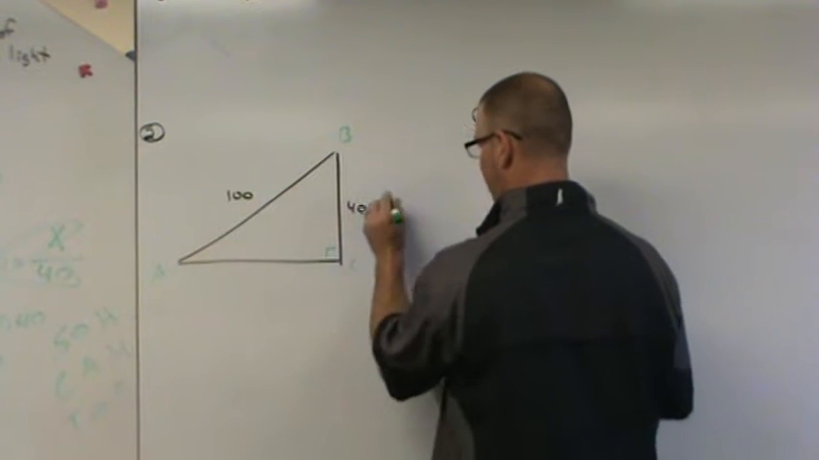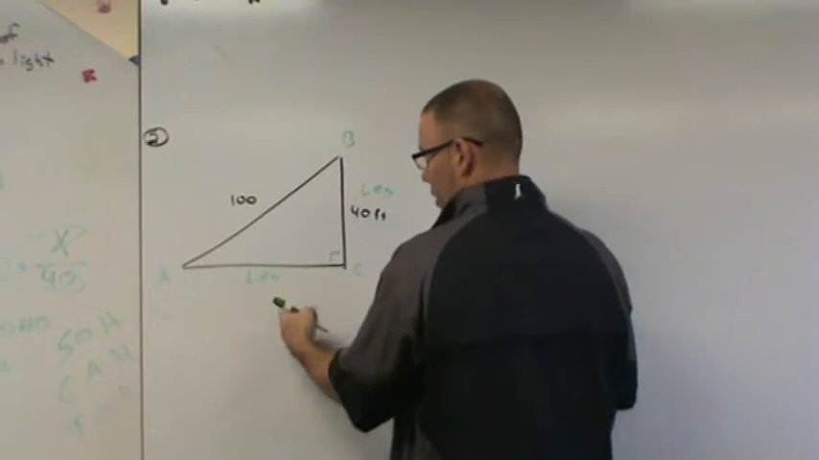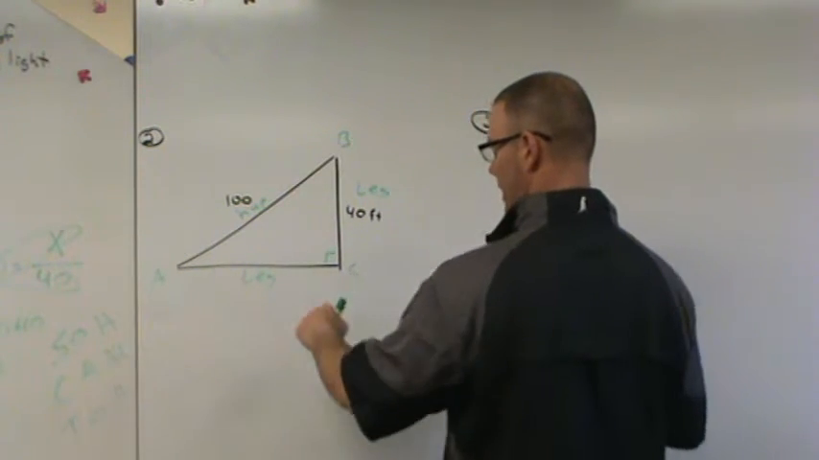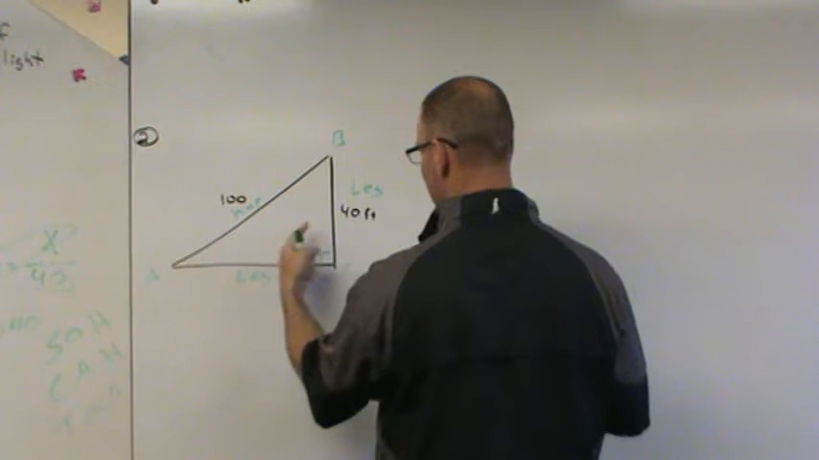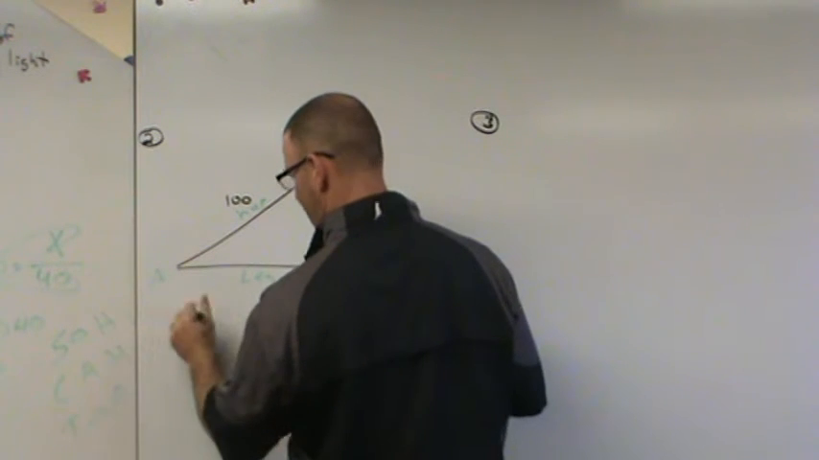What do they give me? Well, 40 feet is a leg. Here's a leg. I don't know. Here's a hypotenuse. I do know. So what am I given? From A, I'm given the leg opposite over hypotenuse, which is opposite over hypotenuse.